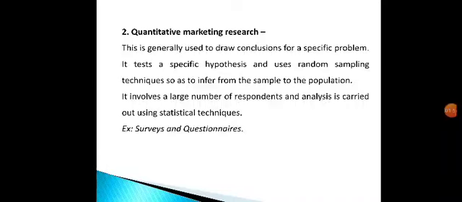Second type is quantitative marketing research. Quantitative marketing research is the collection of numerical data, often resulting in statistical analysis to understand trends in the data. The main characteristic of this market research is that it allows for comparison, and trends in the data can be easily found and understood. This type of research is generally used to draw conclusions for a specific problem.